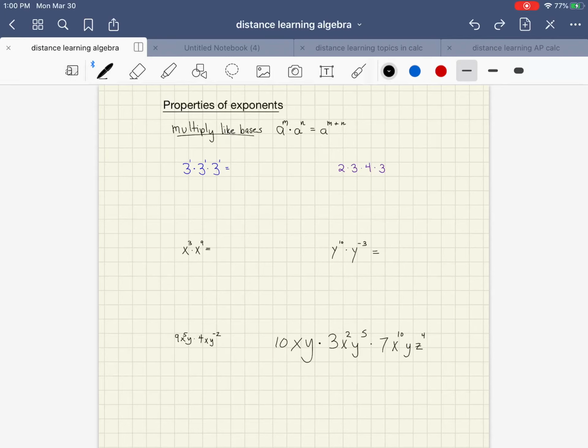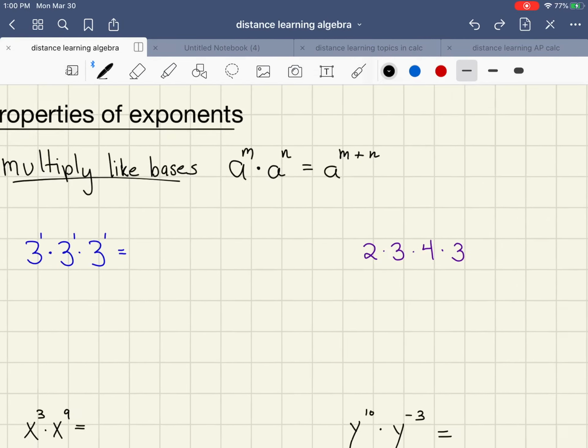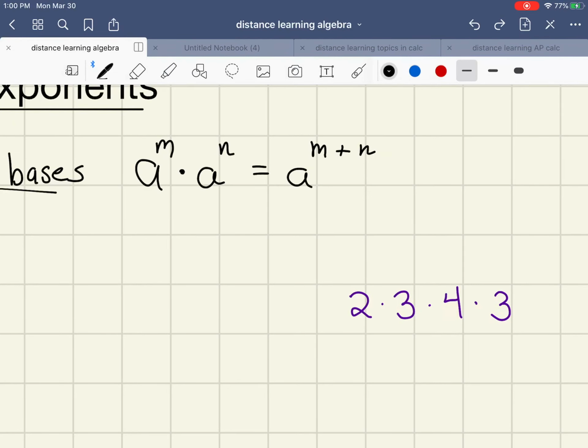This is a video on how to multiply like bases. So the general rule is if you have a to the m power times a to the n power, the a's are the bases. And since the a's are the same, the bases are the same, you can take the two exponents and add them together.